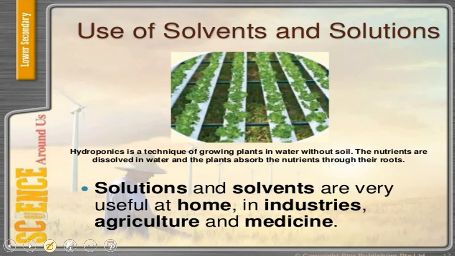Okay, so solute and solvent are the ones that we use in our everyday life. They are really useful at home, in industry, agriculture, and medicine. At home, for example, if we want to dilute something with water, the easiest one is when we make a tea. Another one is when we want to wash our dishes. When we have dishwashing liquid and we want to dissolve it, we use water.